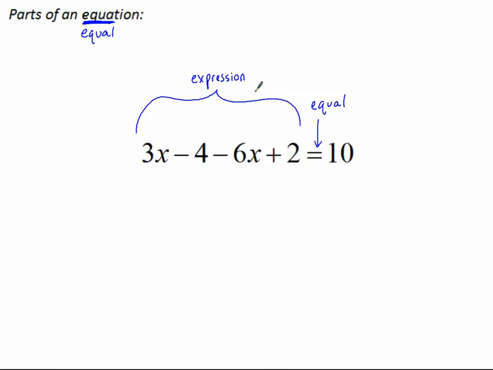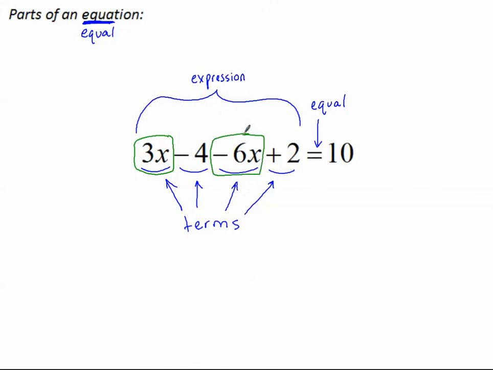The expression is made up of terms. Each of these that are added and subtracted together are called terms. There are 4 terms on the left side of the equation. There are like terms, the terms that have x's in them, like the 3x and the negative 6x. These are called like terms because they are like each other in that they both have variables. 3x and negative 6x are like terms.